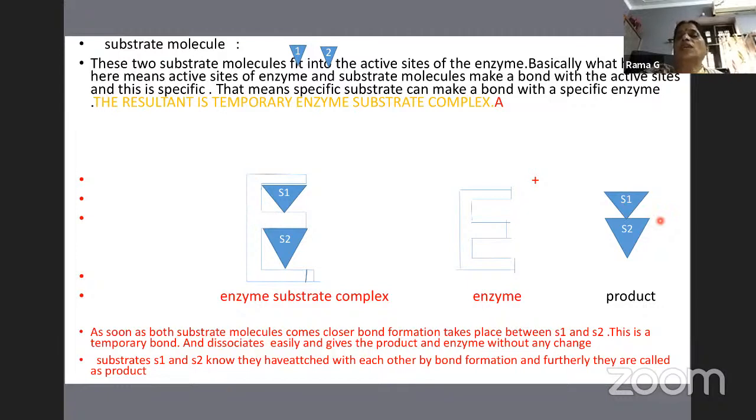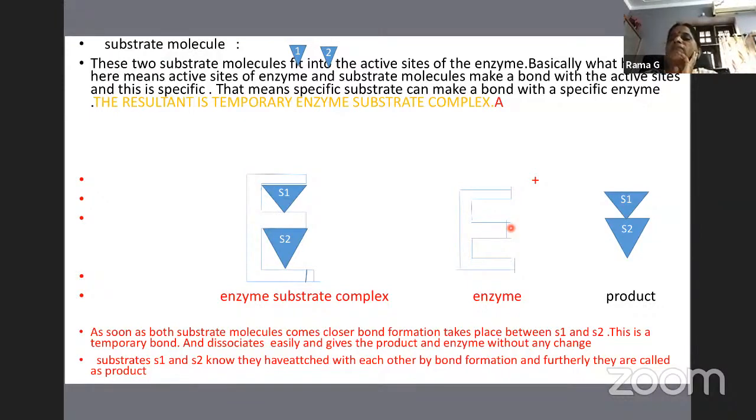So here both substrate molecules come close, and a bond formation takes place between these two substrate molecules, and this complex with temporary bonds dissociates and gives the end products and the enzyme without any change. So here, substrate S1 and S2.